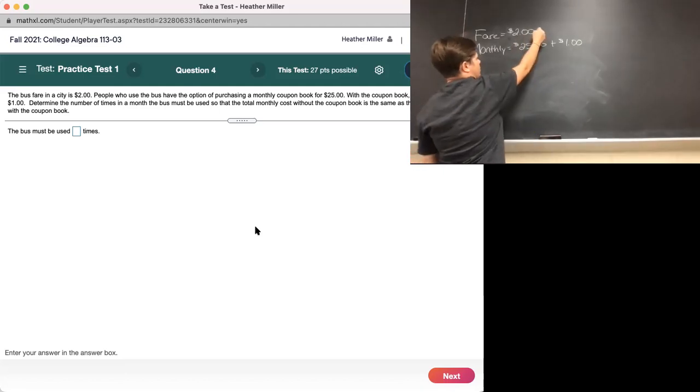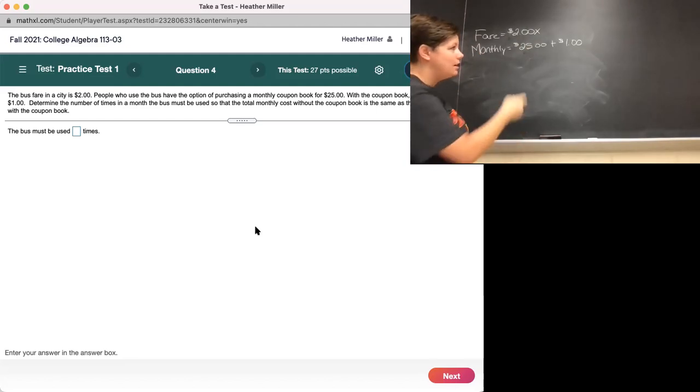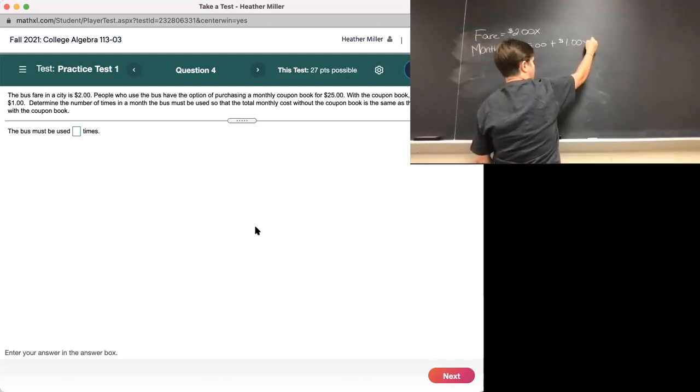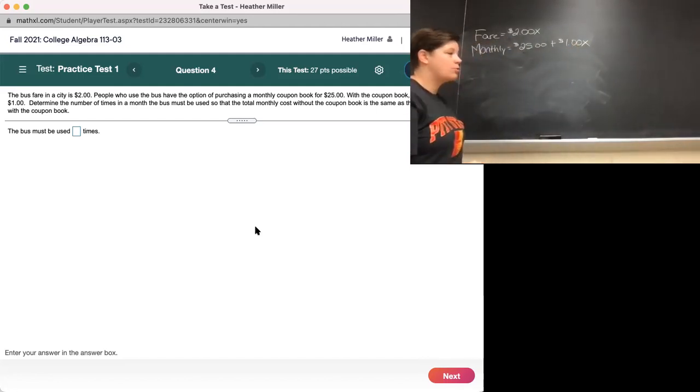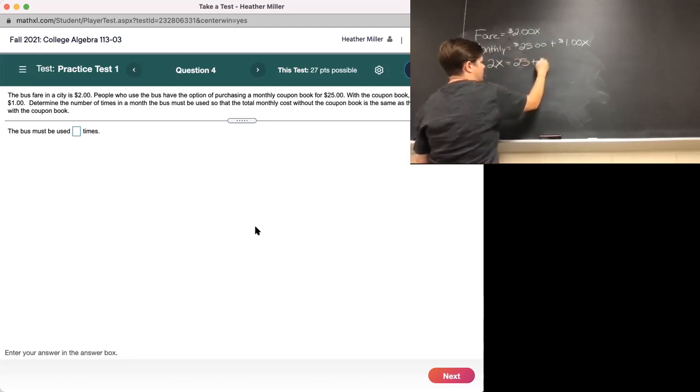So the fare is 2 times every single time we ride the bus, but we don't know how many times, so I'm putting an X. The same thing is true for a coupon book. It's $25, but then it's $1 every single time we ride the bus. So now we want to know if our fare and our monthly are the same, how many rides is that? So I'm just going to set my monthly, or my fare, which was 2X, equal to my monthly.